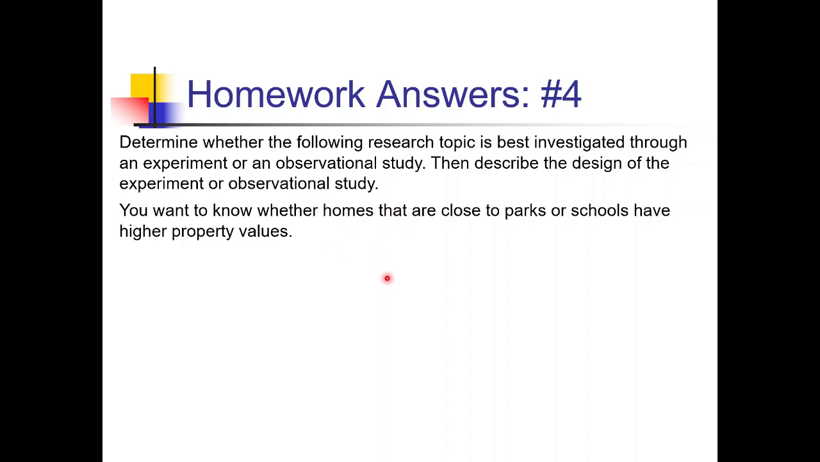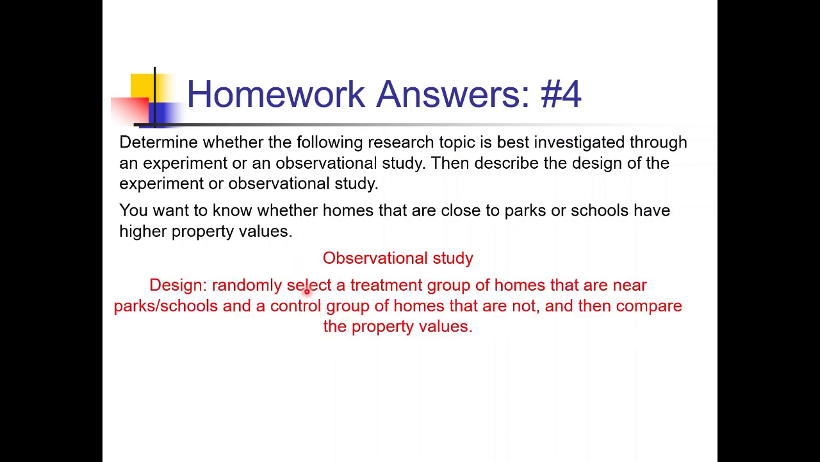So this would be better for an observational study where we take a look at the houses that are already built. Specifically for our experiment design, we could randomly select a treatment group of homes that are near the parks and schools and a control group of homes that aren't, and then just compare the property values. And I say randomly select them, but you might want to make sure that you have a similar mix of houses of different sizes, because we know that there are a lot of factors that go into the price of a house.